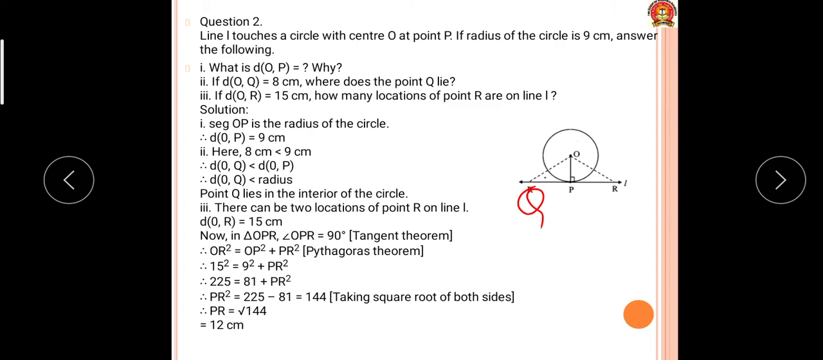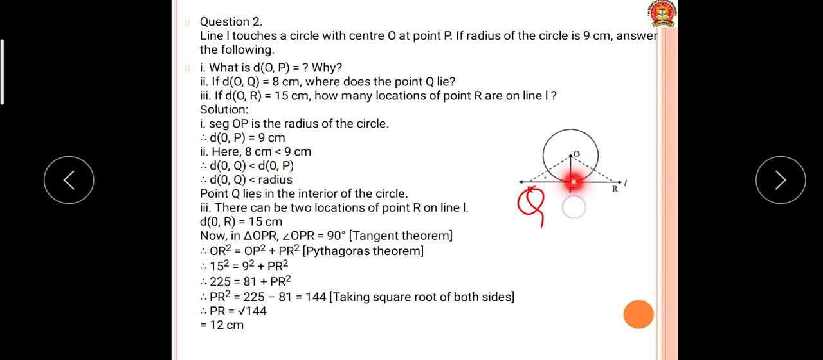Now see, segment OP is the radius of the circle, and therefore what is the radius of the circle? It is 9 centimeter. And therefore, the distance of OP is 9 centimeter. It is given, we just have to mention. Second, the distance of OQ is 8 centimeter. So 8 is less than 9 centimeter. Yes or no? Yes. The distance of OQ is less than the distance of OP.